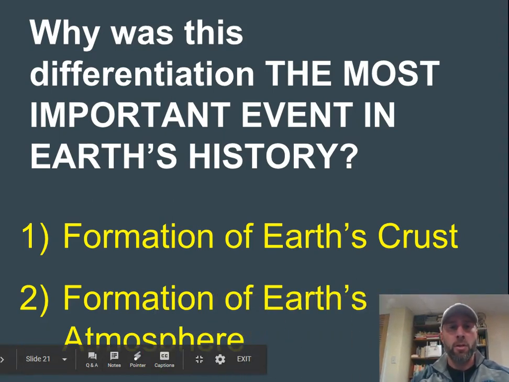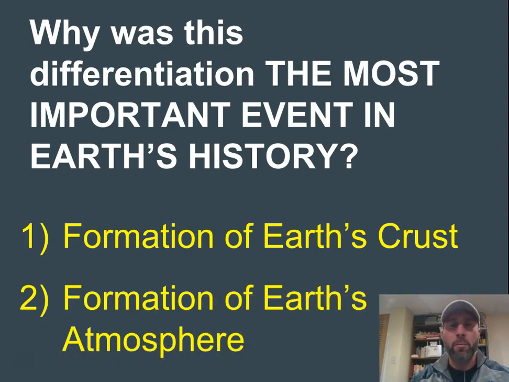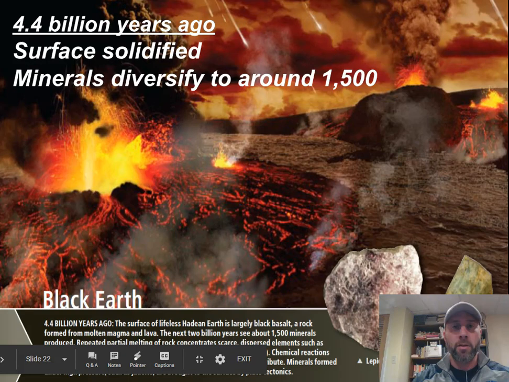Okay, now what does this all mean? Differentiation. Why is this so important? Well, the fact that the Earth kind of differentiated, we had this hot, dense center and the cooler, less dense outside, led to the formation of the crust of the Earth. And that's pretty important to us, right? Because we need something to walk on, right? And then the second thing is going to be the formation of the atmosphere, which I'll talk about here in a second.